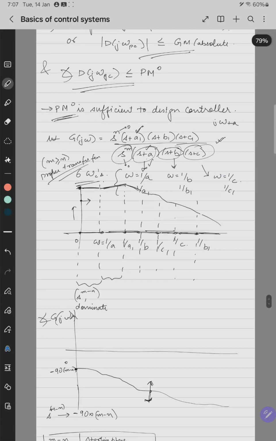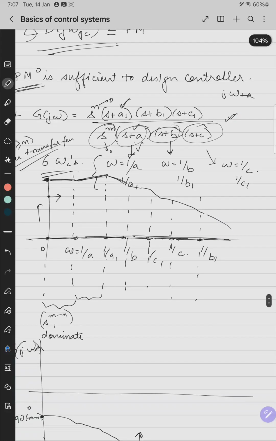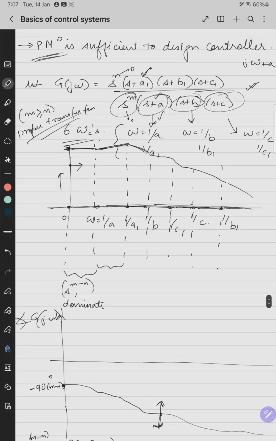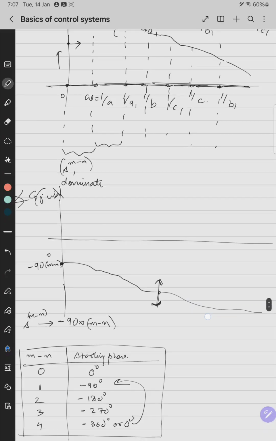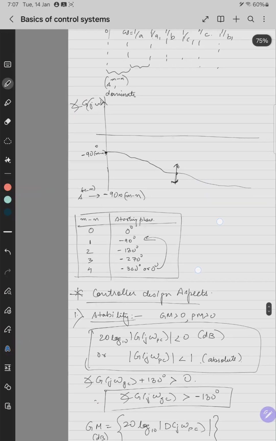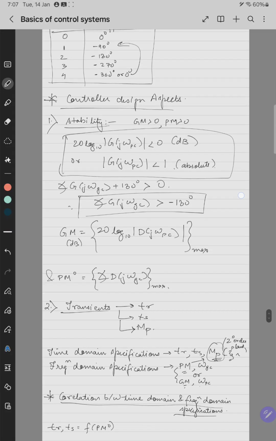Then I also told you how, for an nth order generalized plant, to draw the Bode plots, how to find the corner frequencies and how to change the gain accordingly, and how to shift the phase plots up and down using this. And why gain margin and phase crossover frequency are not much considered for stability analysis, and only phase margin and gain crossover frequency are needed. That also I have explained in this example.